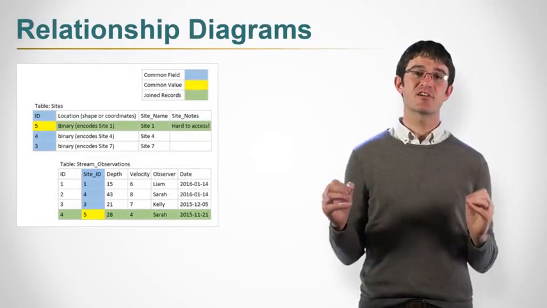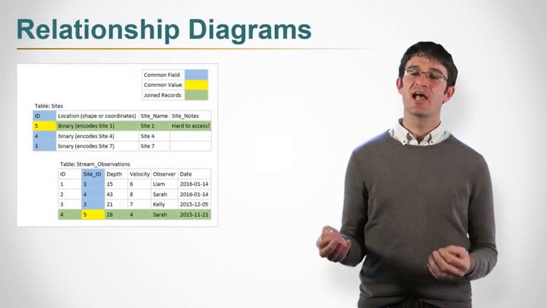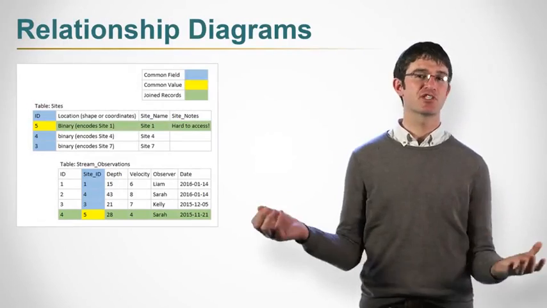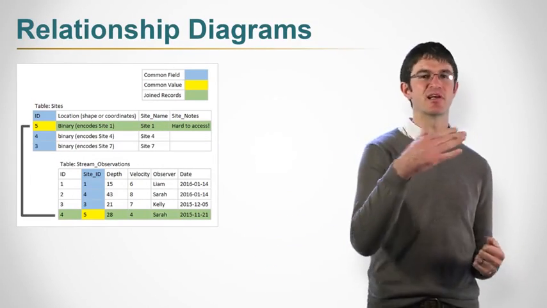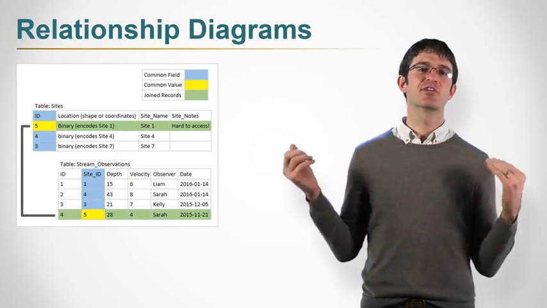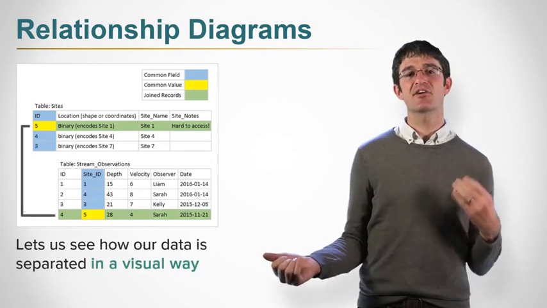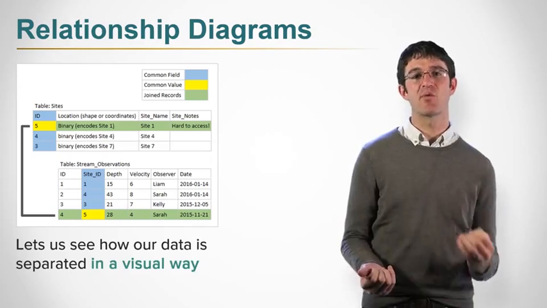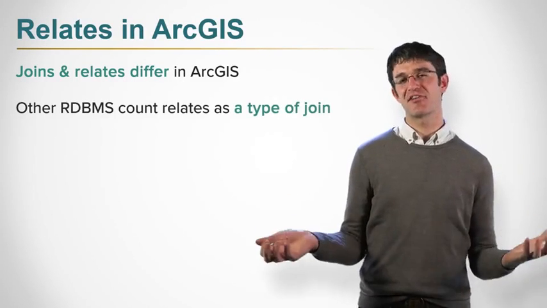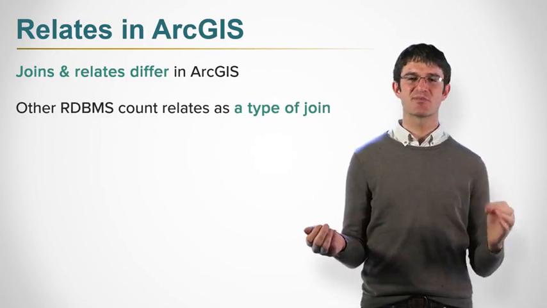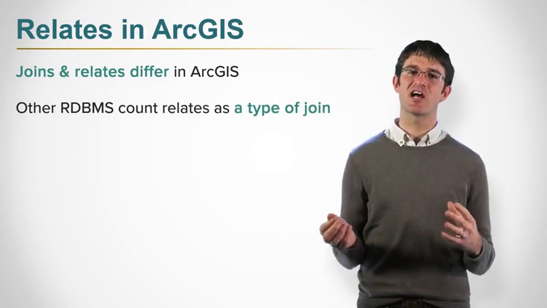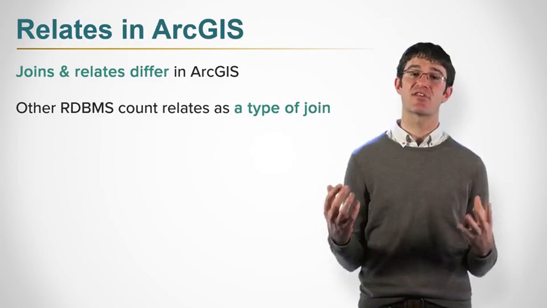From here, we can start to build more complex data structures, and sometimes we need to represent these with relationship diagrams where we draw lines between listings of the attributes in each table to show how the tables reference and relate to each other. This helps us understand how our data is separated in a way that we can understand at a glance. In ArcGIS, we make a distinction between joins and relates. From the perspective of other database systems, relates are just a specific type of join, so I'm going to talk about them conceptually in this class as if they're the same.